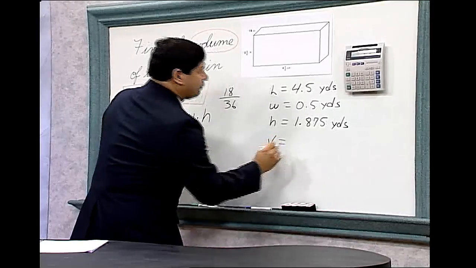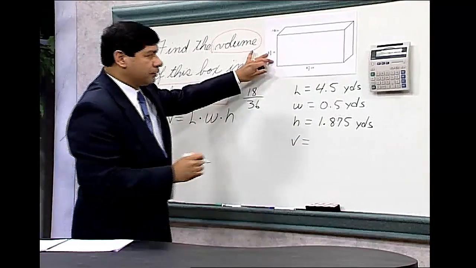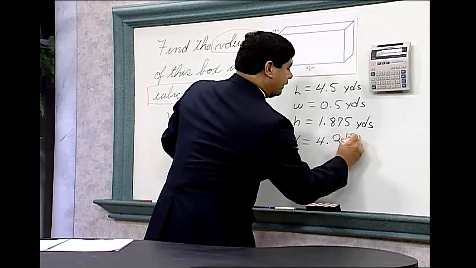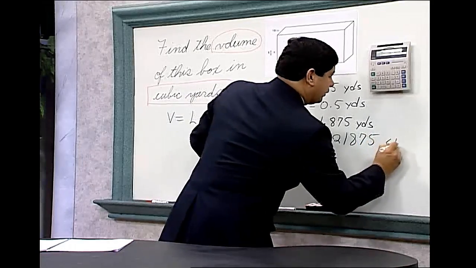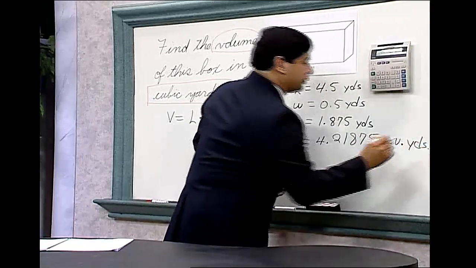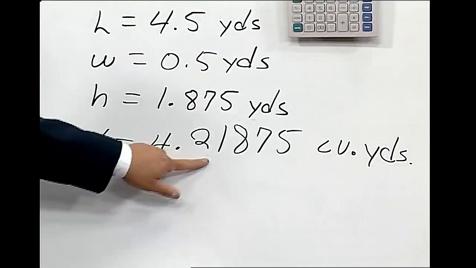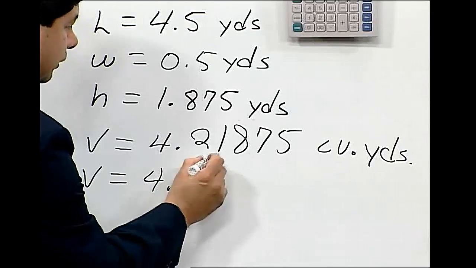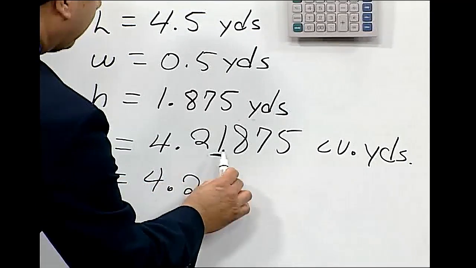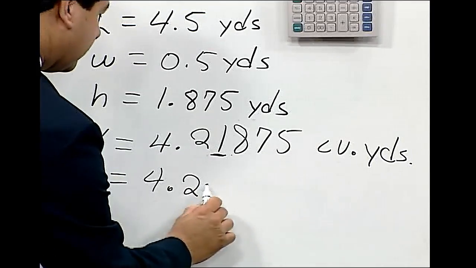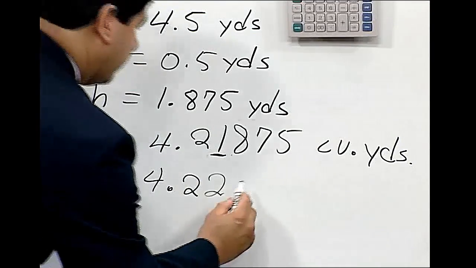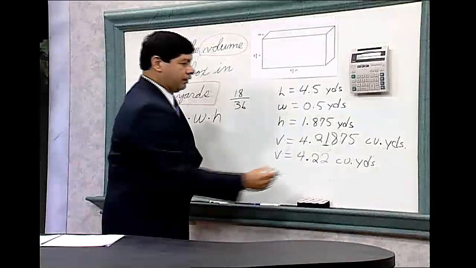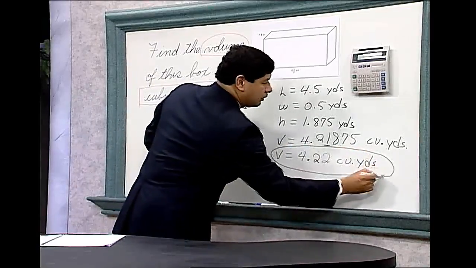So the volume of this rectangular prism, or this box, is equal to 4.21875 cubic yards. Okay, our next step is we're going to reduce this to two places. So we know that the volume is equal to 4.2. Let's look at the number to the right of that, and we know it is an 8, so this now becomes 4.22 cubic yards. And here is our solution.